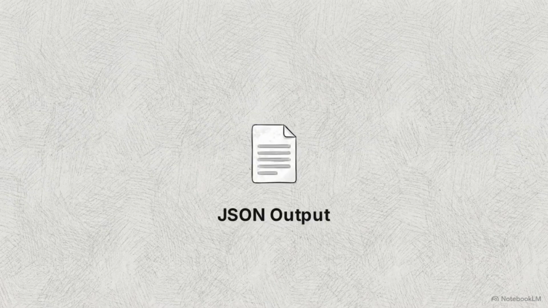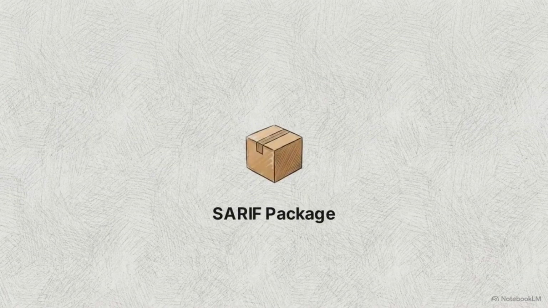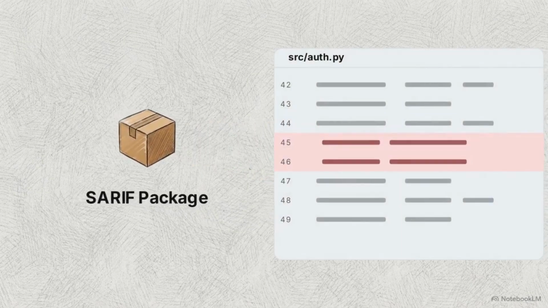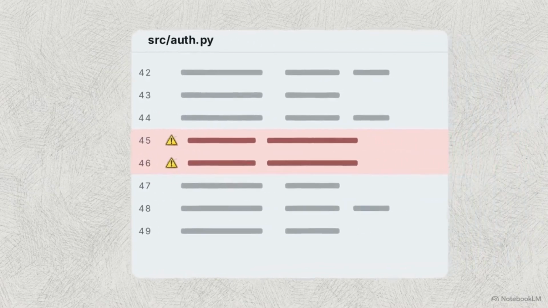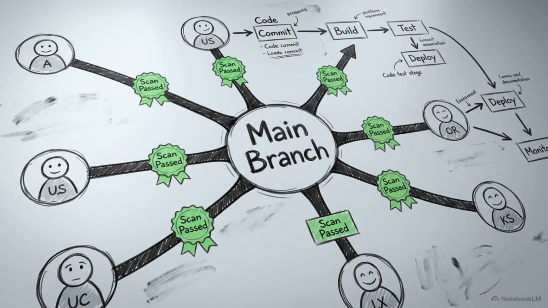This sequence shows the underlying protocol. Guardrail's JSON output converts into SARIF, the standard format for static analysis results, so GitHub can process it natively. Those SARIF packages translate directly into clear, inline security annotations exactly on the lines of code in your pull request diff. Automated CI/CD checks enforce these security standards across the entire repository, providing consistent oversight for every developer on the team.